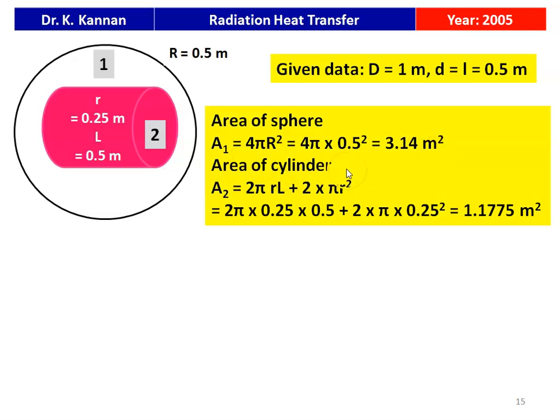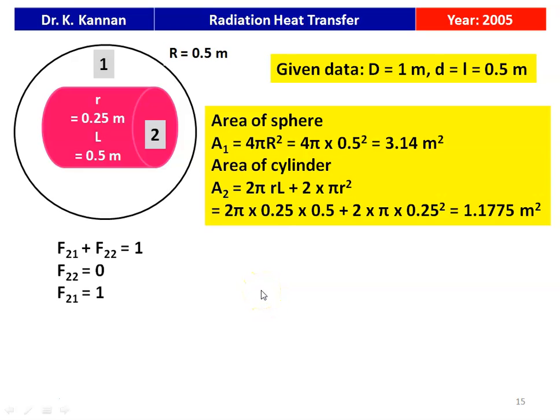Area of the cylinder: for the cylinder we have to take the lateral surface area and the area of two end circles. So 2 pi r into l plus 2 into pi r square. Substituting, 2 pi into 0.25 into 0.5 plus 2 into pi into 0.25 square equals 1.1775 meter square. Now for the second surface, the cylinder, F21 plus F22 equals 1.